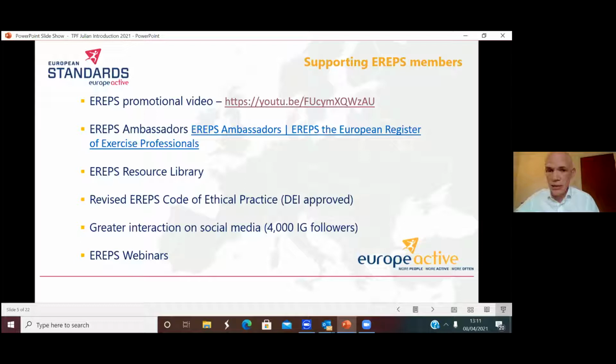We are revising the EREPS Code of Ethical Practice to take into account the COVID situation and how instructors should respond to that. That Code of Ethical Practice is now being put through the DEI group, Diversity, Equity and Inclusion group. So it has reference to the importance of equality, diversity, etc.